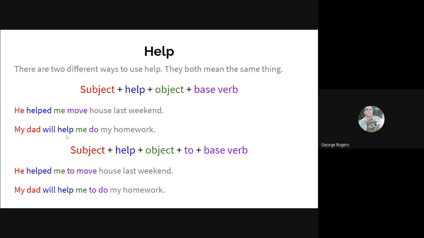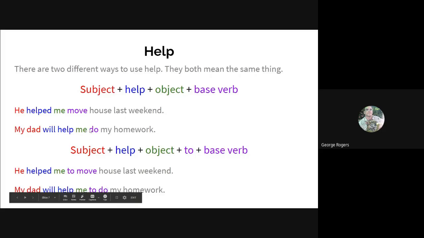So again, he's going to assist, give you directions, give you pointers. And then the second part, the same two with the to added. He helped me to move last weekend. Again, not talking about the house. It doesn't feel like it's necessary. So again, the to, you can have it or not have it with the base verb. Okay? My dad will help me to do my homework.